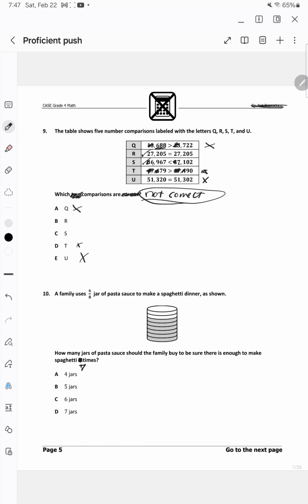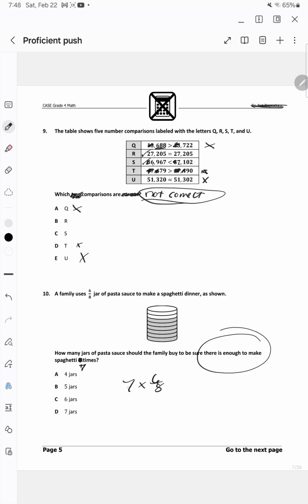Now this one's a bit tricky. They want you to multiply a whole number with a fraction. A family uses 6/8 jar pasta sauce to make a spaghetti dinner, as shown. How many jars of pasta sauce should the family buy to be sure there's enough to make the spaghetti 7 times? So obviously here, when I see a whole number and a fraction, they're not going to shake hands. They're going to multiply with each other.